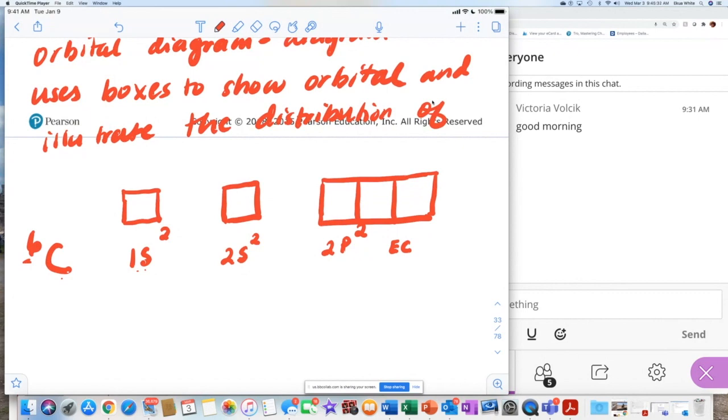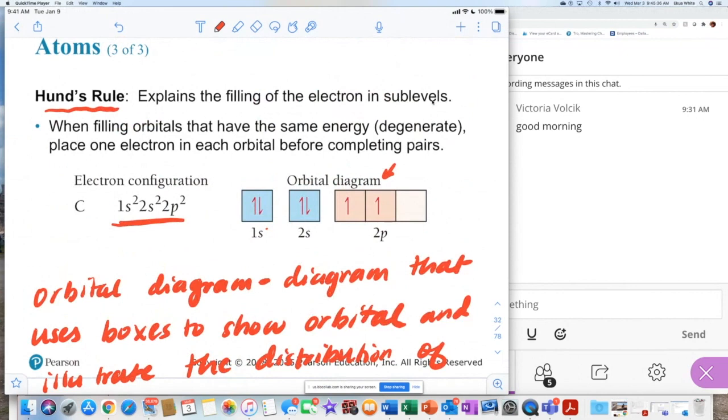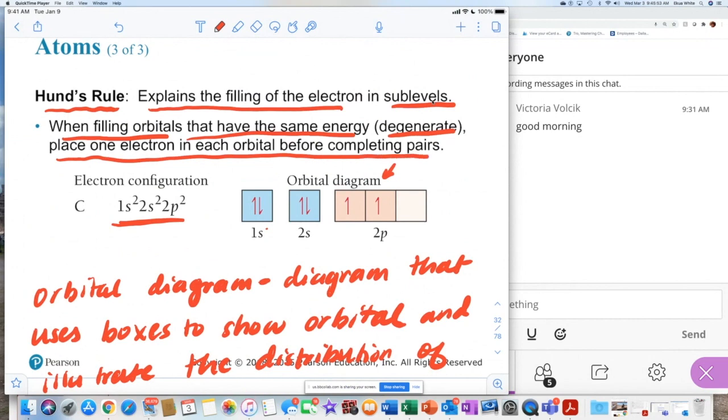Okay, so now we're coming into the science called Hund. Hund's rule explains the filling of the electrons in the sublevels. Now, he says when you're filling orbitals that have the same energy, in other words, the degenerate orbitals, place 1 electron in each orbital before completing pairs.